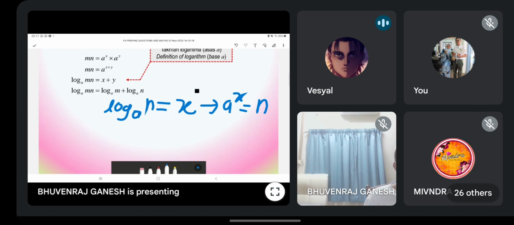Then from there, it's actually the same. x is actually log a m, y is actually log a n. So you'll be getting your answer proven.